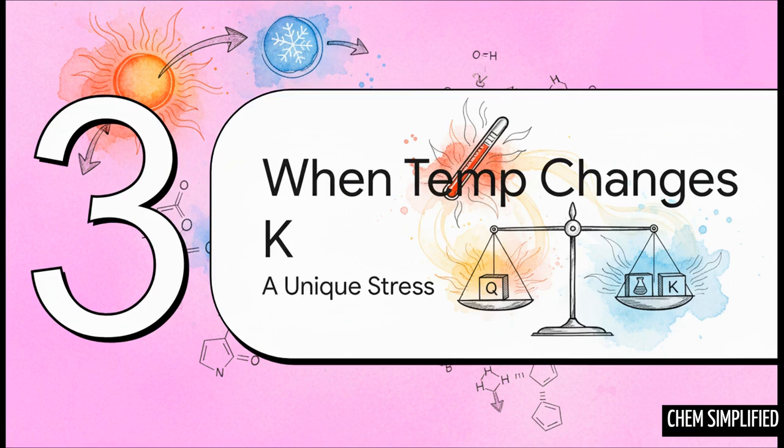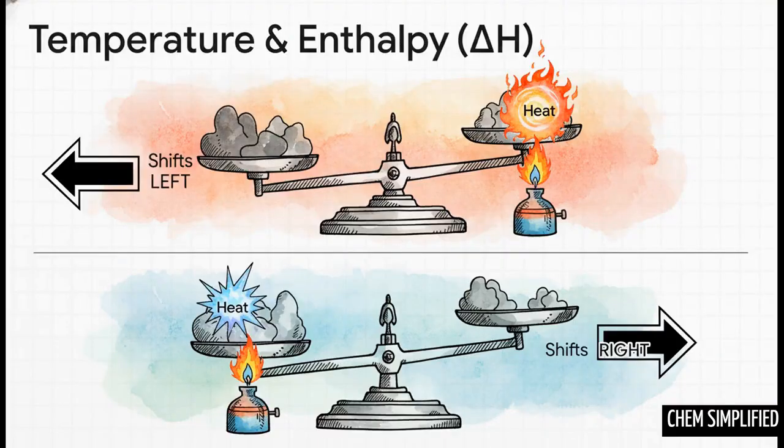It is the only stress that actually changes the value of the equilibrium constant itself. It doesn't just push the ball up the hill, it completely reshapes the valley floor. The absolute easiest way to think about this is to just treat heat as if it's a reactant or a product. For an exothermic reaction, heat is given off, right? So just imagine heat is written on the product side of the equation. If you add more heat by cranking up the temperature, it's like you're adding a product, so the reaction shifts left to use it up.